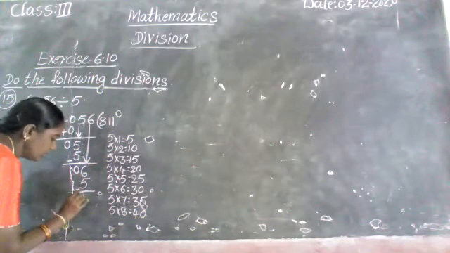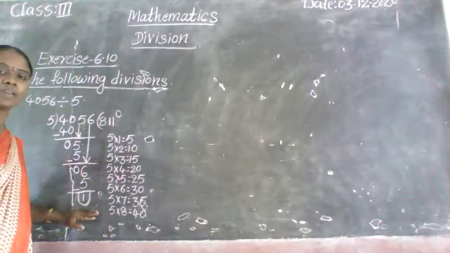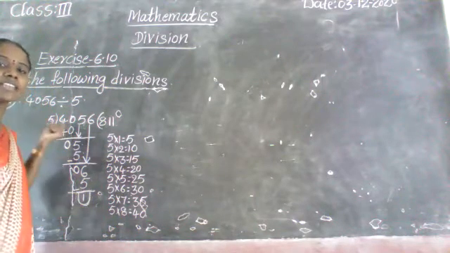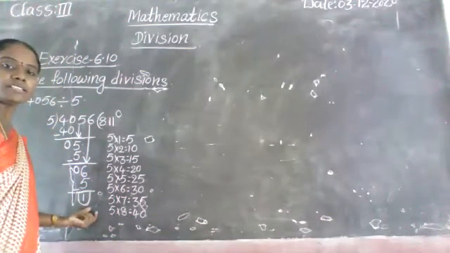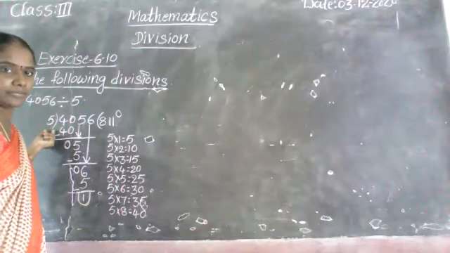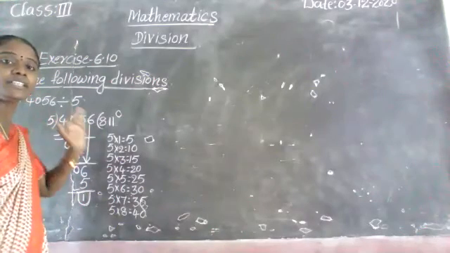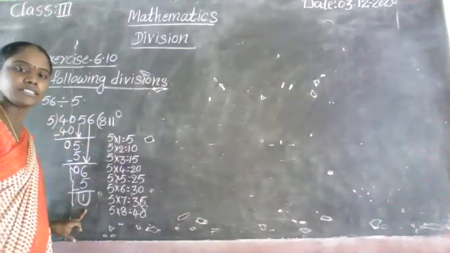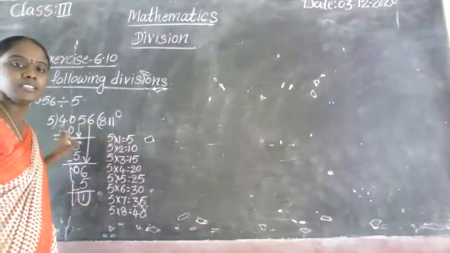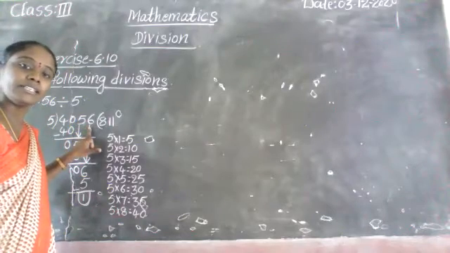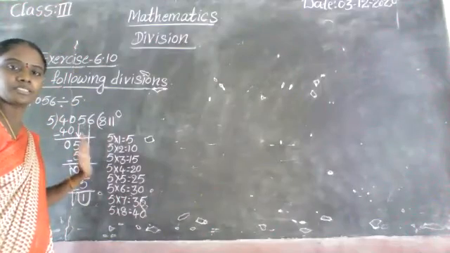1. Here 1 is the remainder. The remainder is always less than the divisor after completing the division. So here 1 is the remainder, 811 is the quotient, 4056 is the dividend, and 5 is the divisor. Okay. Some more examples.